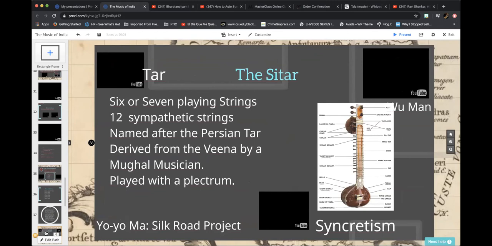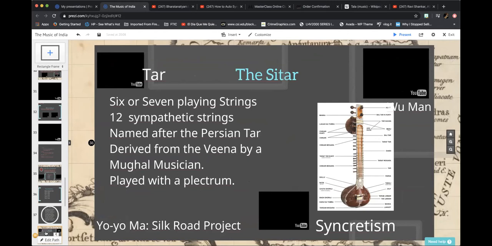Now, the sitar has 7 playing strings. That means that you are putting your fingers on them, and you have 12 resonating strings. Those strings are pretty much on the body of the instrument and their job is to react or resonate to the sounds that are being played by the other instruments. You know, you always have this sonority.